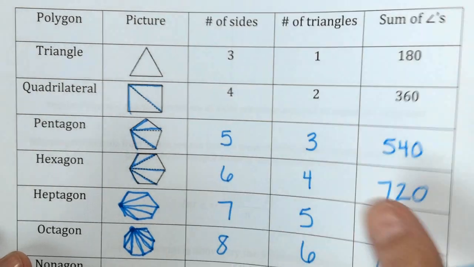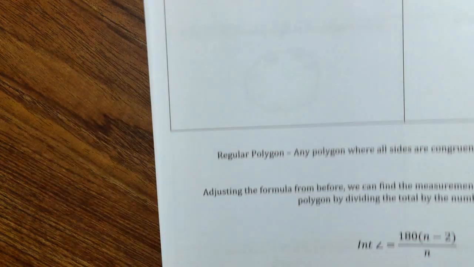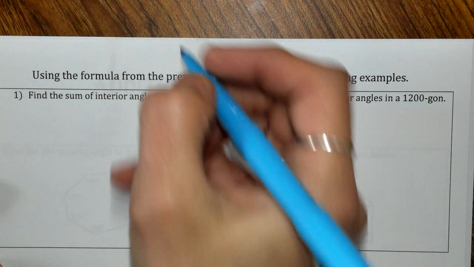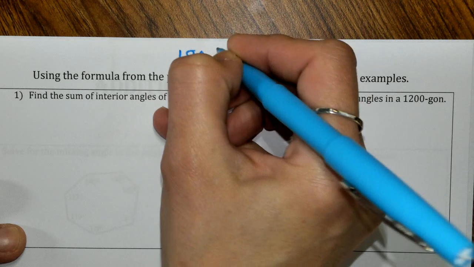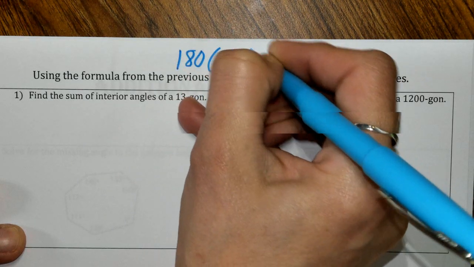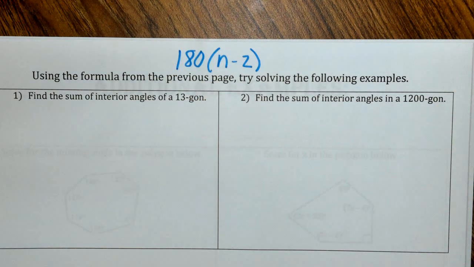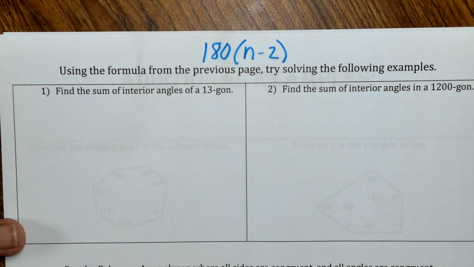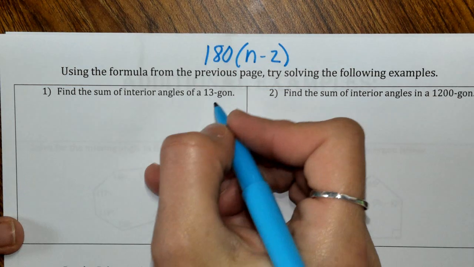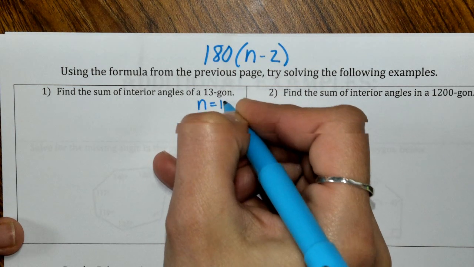All right, let's take a look at the next page and look at some examples and use this formula. So go ahead and set this up. I'm going to put the formula up here at the top, 180(n minus 2). Please pause this at any point that you need to, and I encourage you to pause and try them on your own. We're going to find the sum of interior angles of a 13-gon. So what this means is n is going to equal 13.